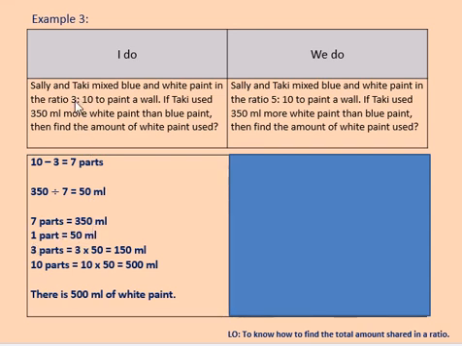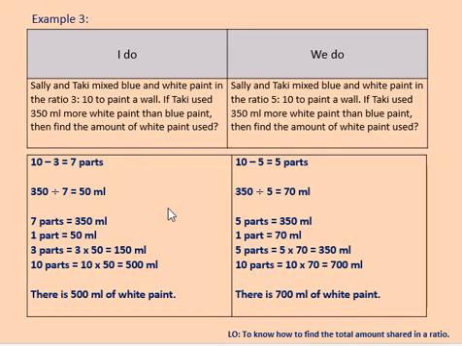Now multiply 1 part by 3 and 1 part by 10. So 1 part is 50. So 3 times 50 gives 150 mil. 10 times 50 gives 500 mil. Let's remember to answer the question. It says find the amount of white paint used. White was the 10 part of the ratio, so the answer is right here, 500 mil. Pause the video there, copy that down, and then try the we do.